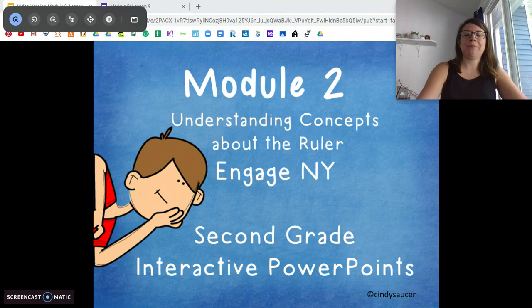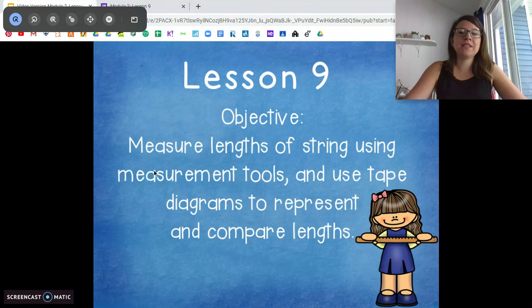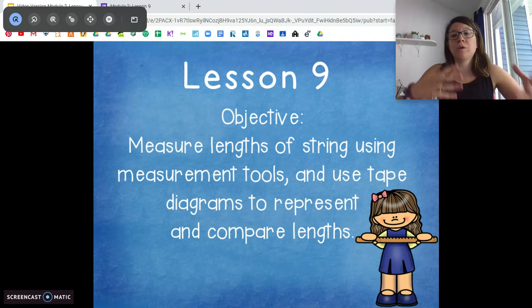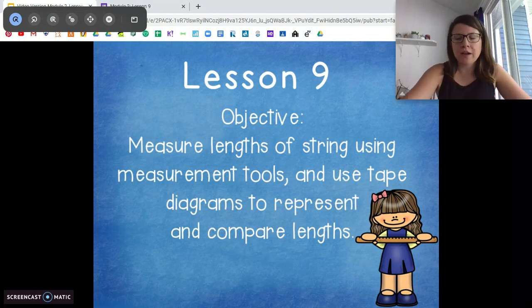Okay, so our objective for today is to measure lengths of string using measurement tools and use tape diagrams, like we've been drawing in our word problems, to represent and compare lengths. That's going to help us a lot when we work on figuring out a shorter length versus a longer length and how much shorter and how much longer.